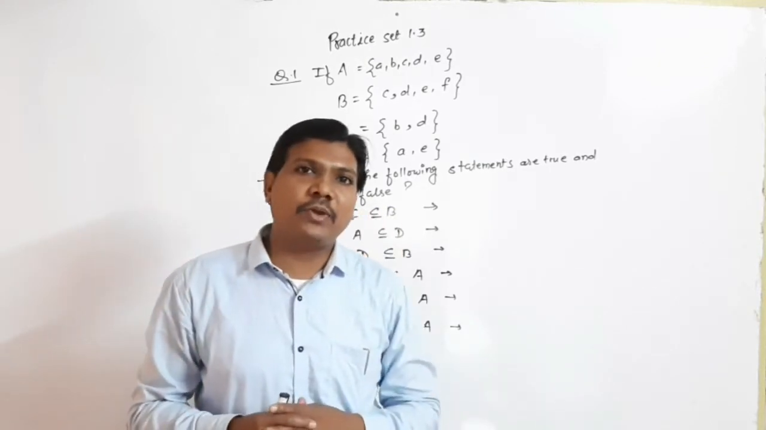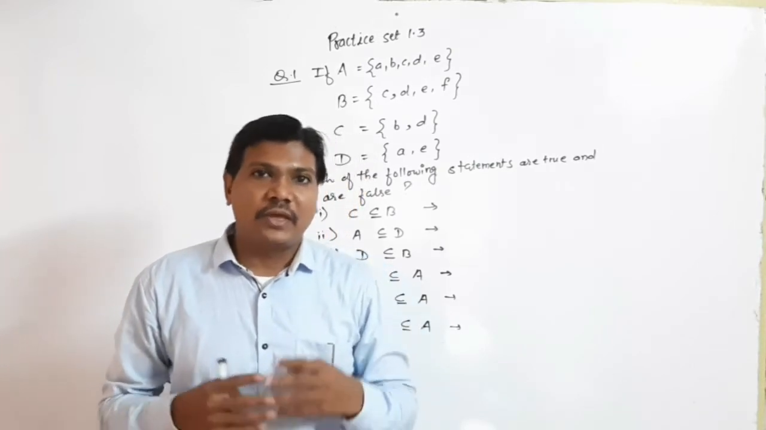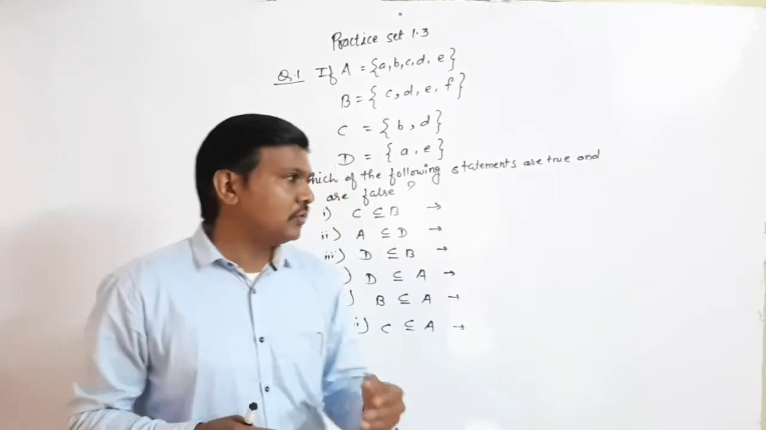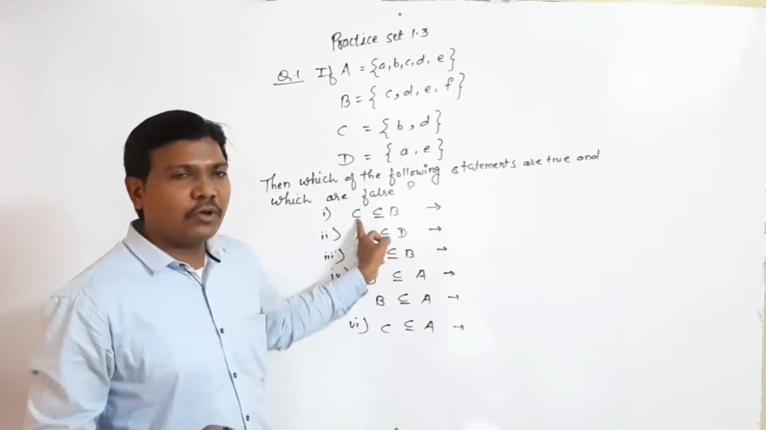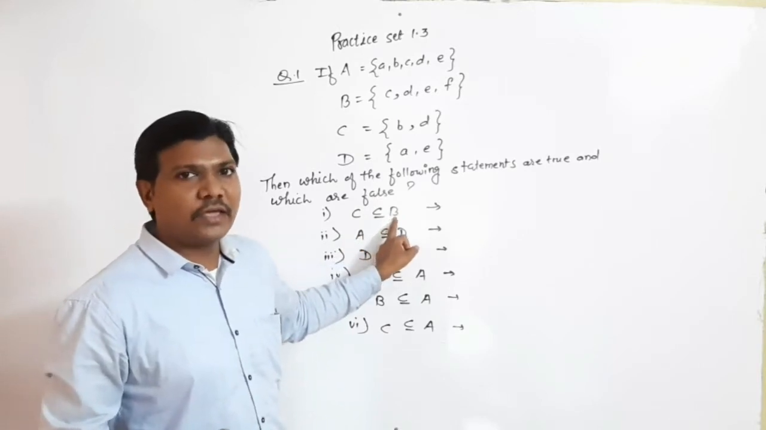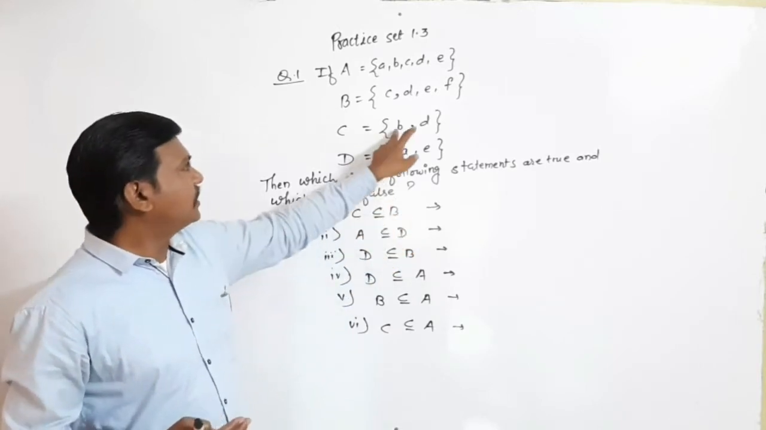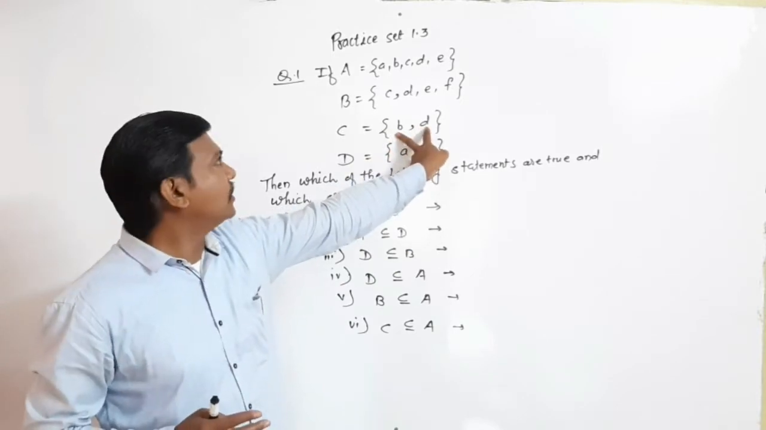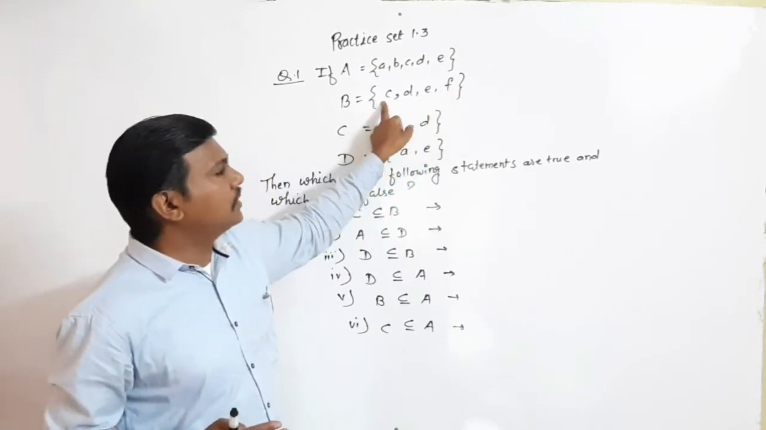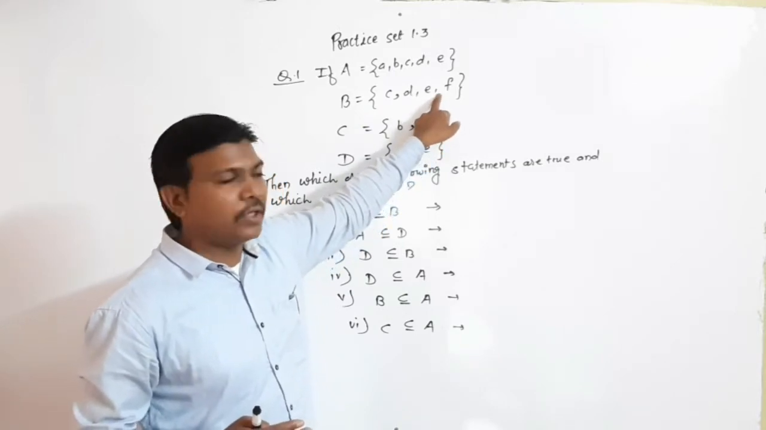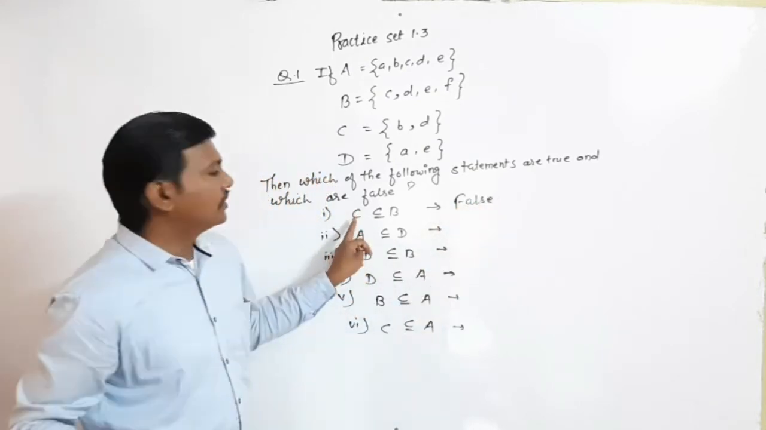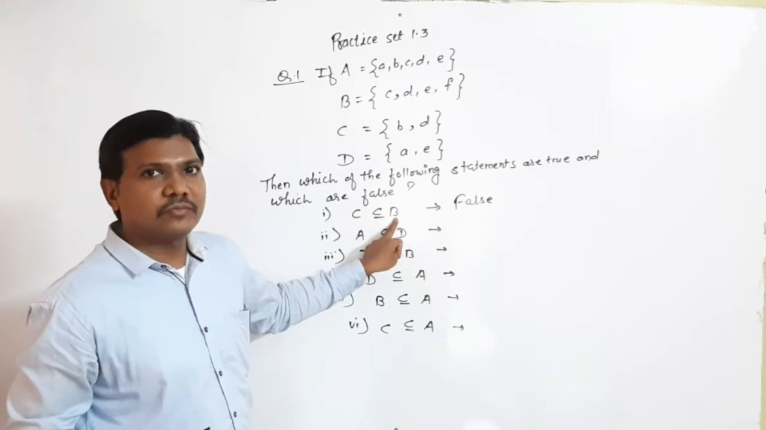You know, if A and B are two sets and each and every element of set B is in A, then we say B is a subset of A. So here, if each and every element of set C is also in set B, then we say C is a subset of B. Since C has two elements, B and D, and B is the set C, D, E, F, this B does not belong to set B. So we say it is false.